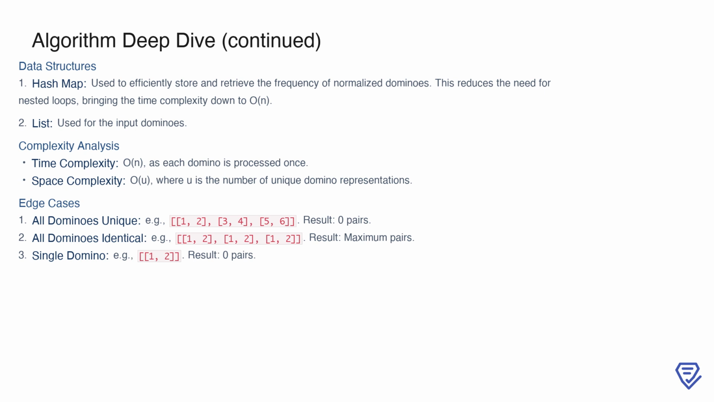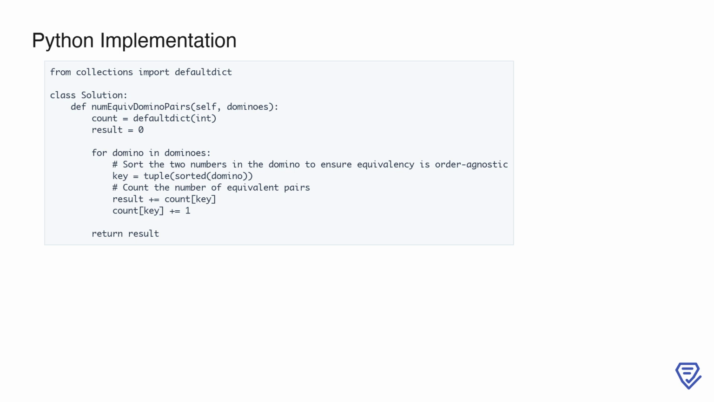This approach handles various edge cases effectively. For example, if all dominoes are unique, such as 1,2, 3,4, 5,6, the result is 0 pairs. If all dominoes are identical, like 1,2, 1,2, 1,2, the result is the maximum number of pairs, which is determined by combination math. For a single domino, no pairs exist, so the result is 0. By normalizing the dominoes and using a hash map, this method efficiently solves the problem for both small and large inputs. In this solution, we aim to count the number of equivalent domino pairs in the given list.